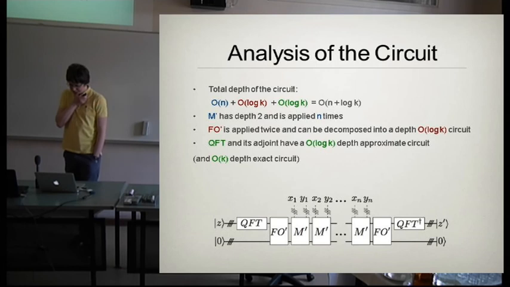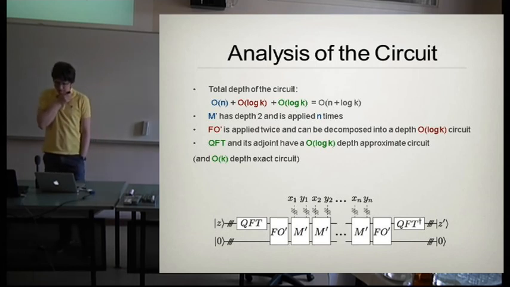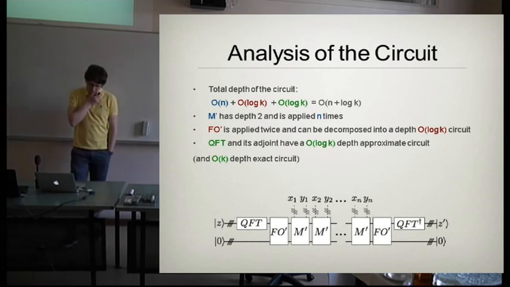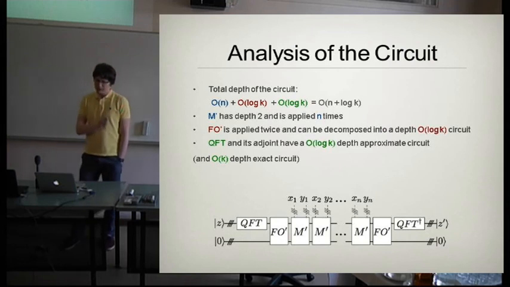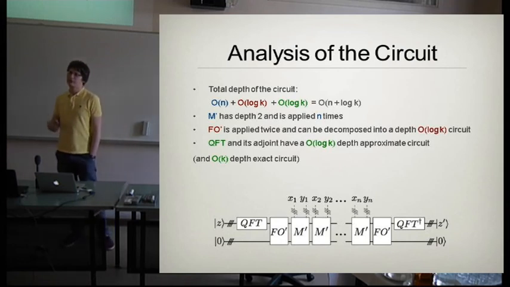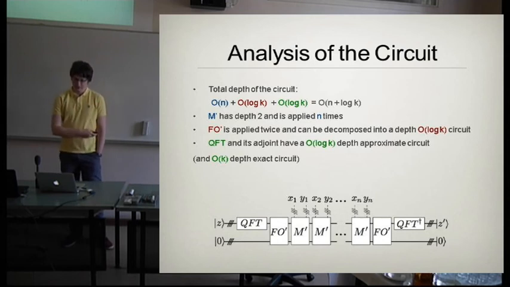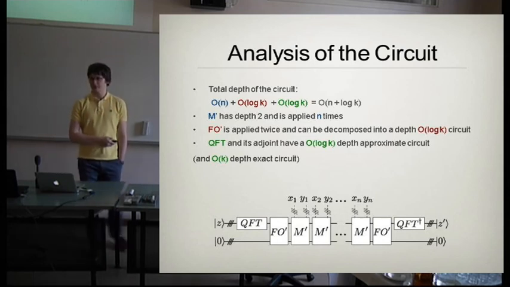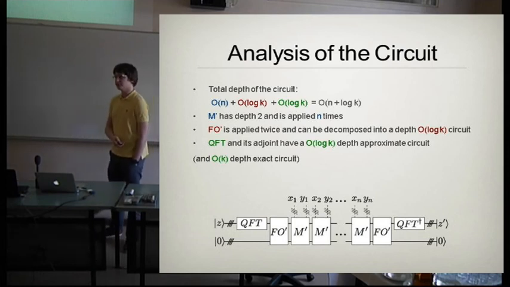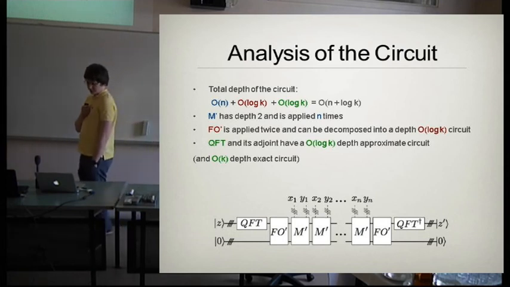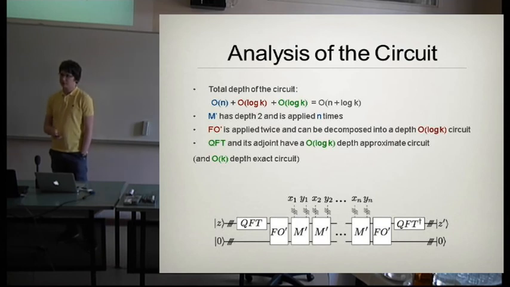So now we're left with the final circuit, and we can look at how many computational steps we need to actually apply it. So we have exactly n applications of the M prime subcircuit, which has step 2. This gives us n.